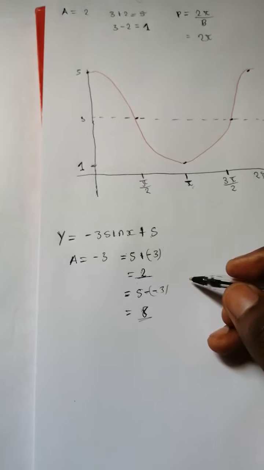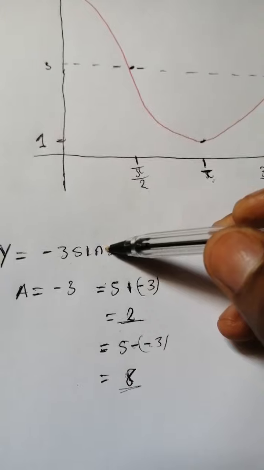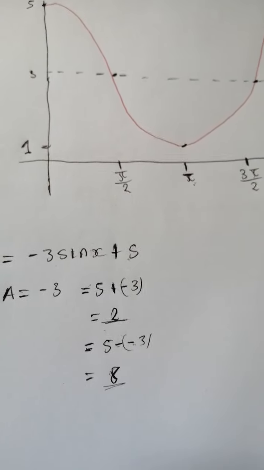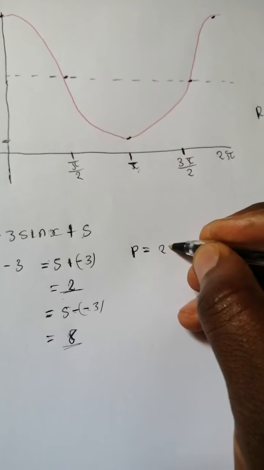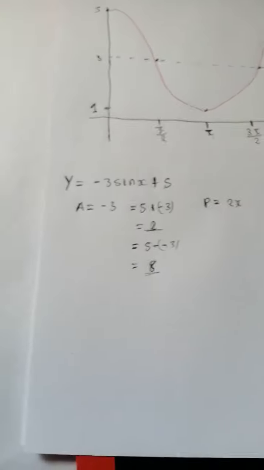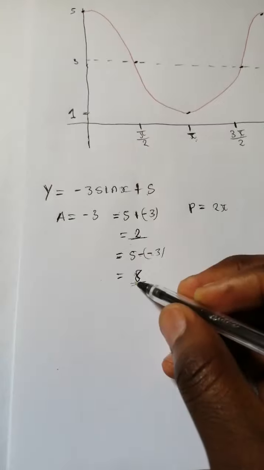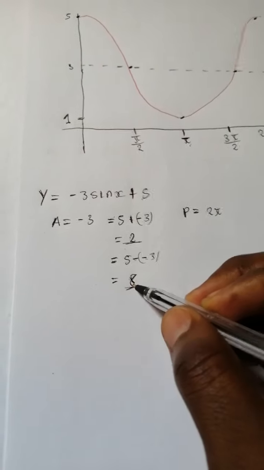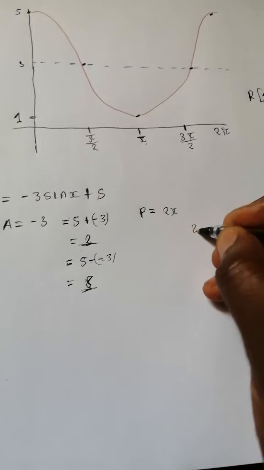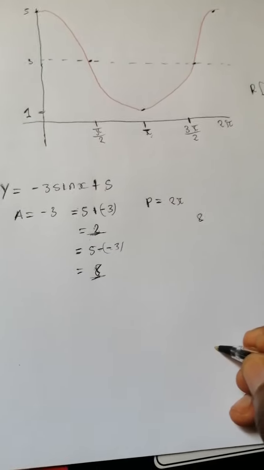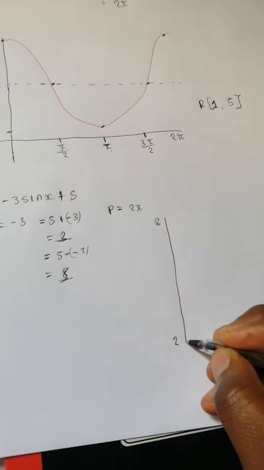And then the period here will just be 2 pi, since the coefficient in front of x is just 1. So the period will be 2 pi. Now that we have all this information, let's go ahead and plot our graph. Sorry, this is our upper limit and this is our lower limit. The upper limit is positive 8, and the lower limit is positive 2. So the graph will be like this.